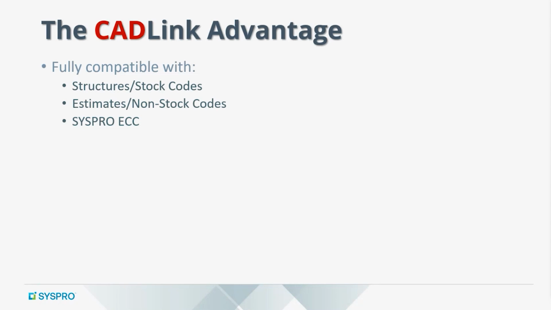Not on my list here, but in the works is direct job integration as well. So if you wanted to update the job allocation for a specific job, CADLink can do that as well. And also SYSPRO ECC. If you're using the engineering change control module from SYSPRO, CADLink is fully compatible with that module as well. So if you want to make the SYSPRO ECC connection to the CADLink software to have CADLink update that module, we're fully compatible.